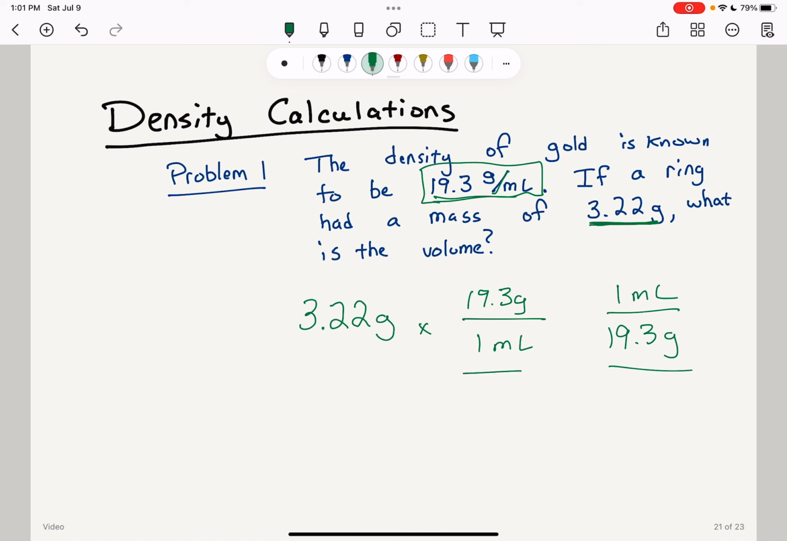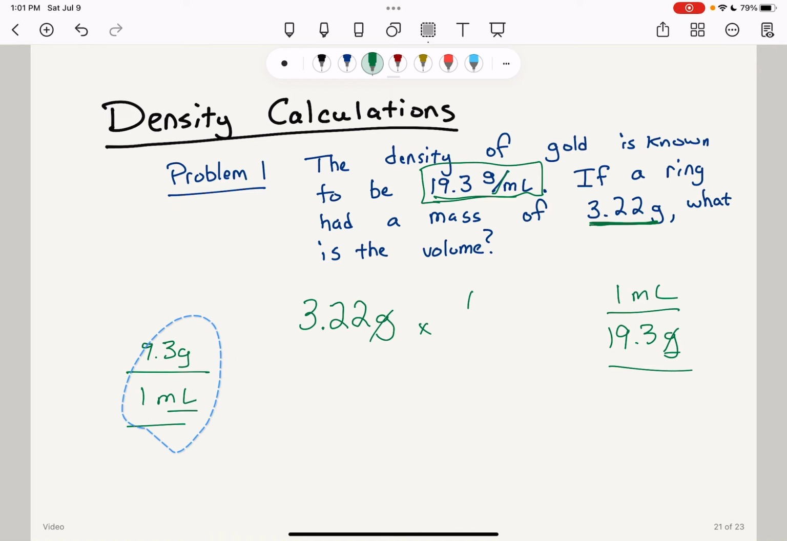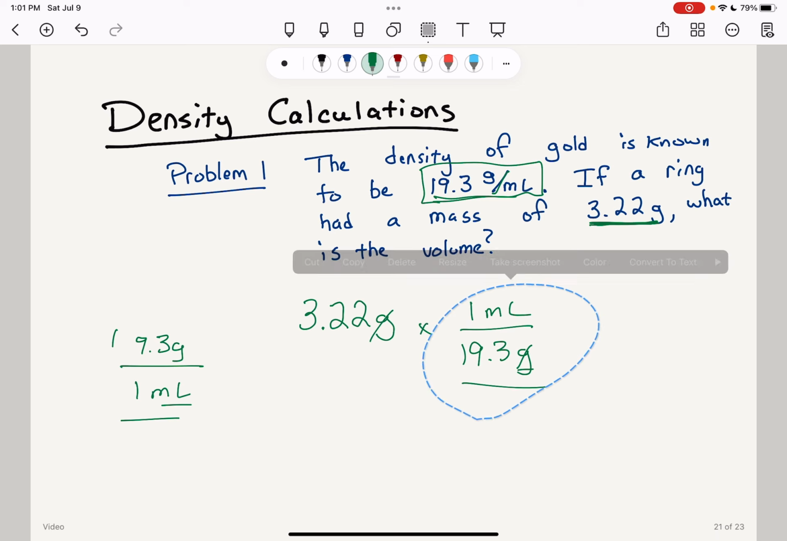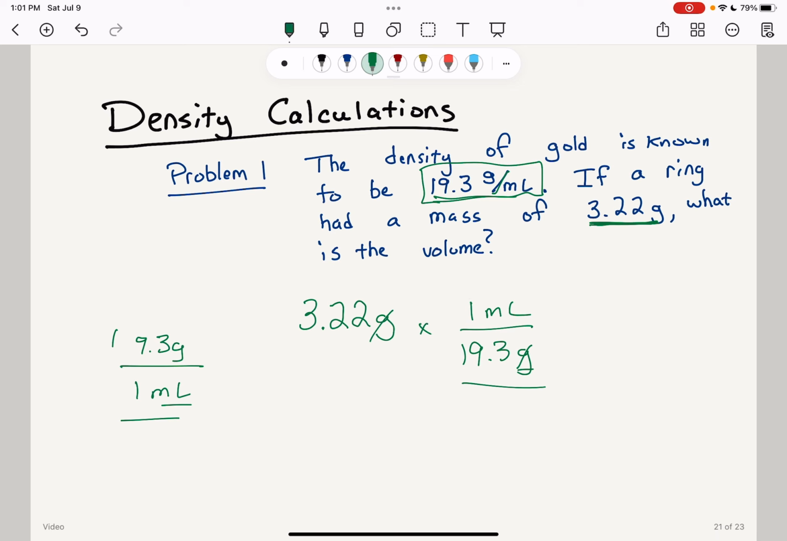Which one of these is correct? Well, the grams needs to be opposite of this. This is in the numerator. Therefore, I'm looking for grams in the denominator. Oh, there it is. So therefore, this one right here is incorrect. This one is correct, like that.